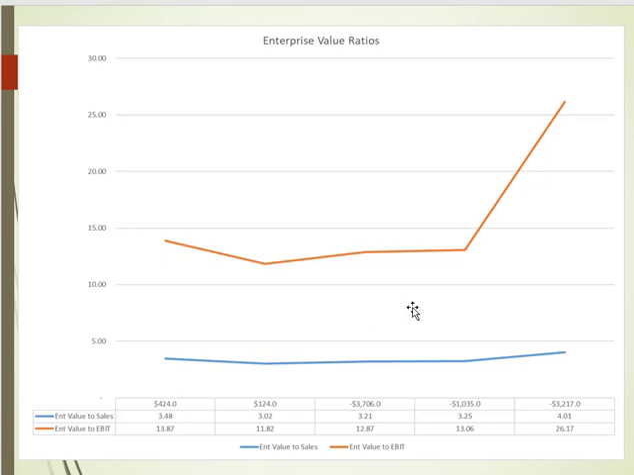So again, that is just a discussion of some very quick market value ratios. They give us some indication about what investors think about a company. They only spend their money when they think they're going to make money.